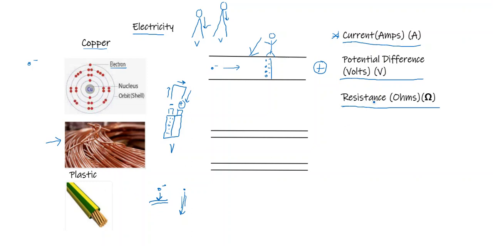So things like plastic are called insulators, and they offer really high resistance. The ohms are high, and that just means that they resist the movement of electrons through the material. And that's really good.